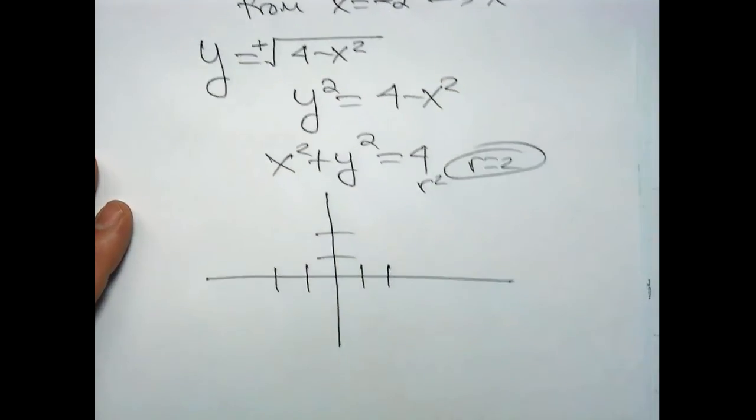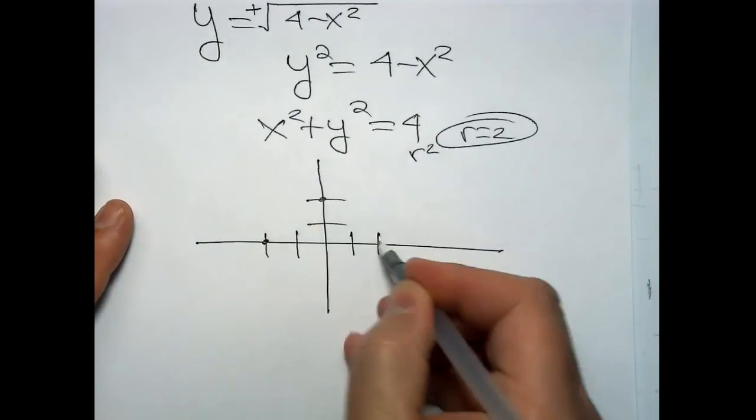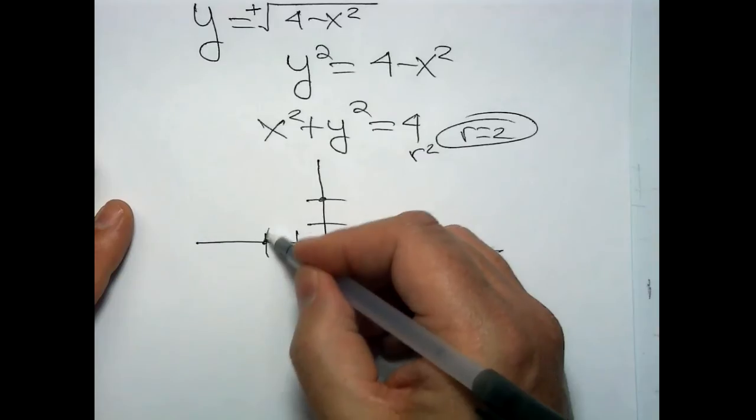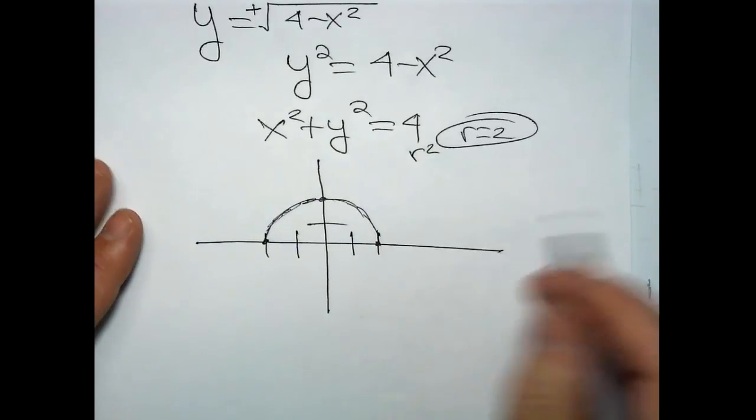Isn't it true that r equals 2? x squared plus y squared is r squared. So here's my circle, guys, and it's only the top half. Now, let's translate one more time.